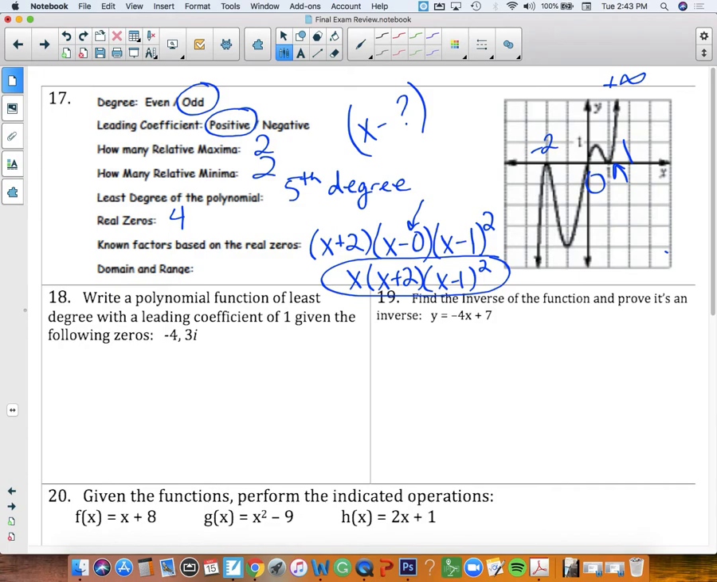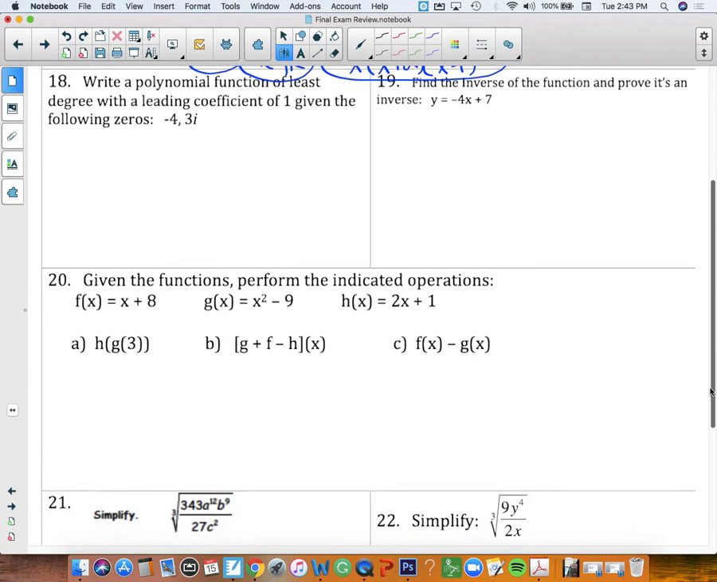Domain and range, you look from left to right and top to bottom. So is it ever going to stop going in any directions? No. Domain is all real. Range is all real as well. All right, so domain and range are both all real numbers. All right, going down. See if we can get through this page.